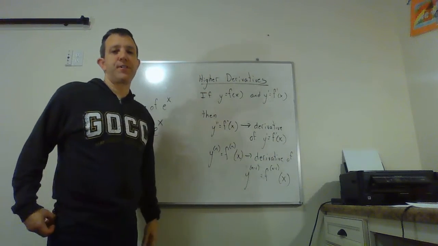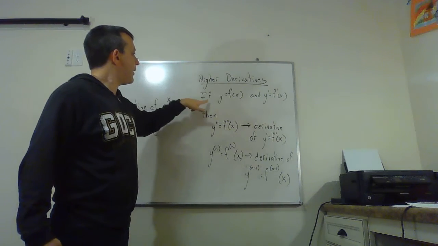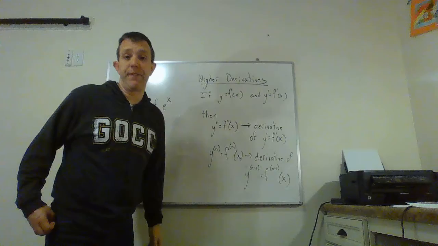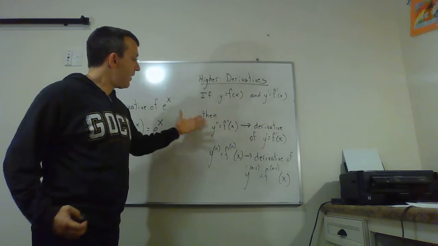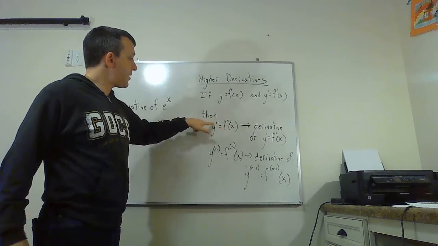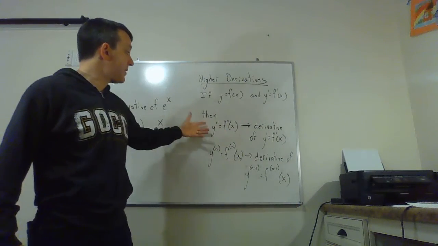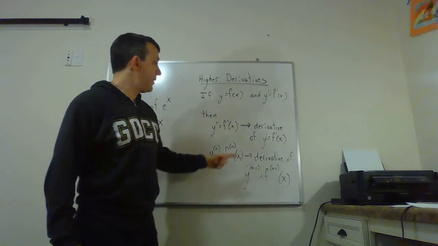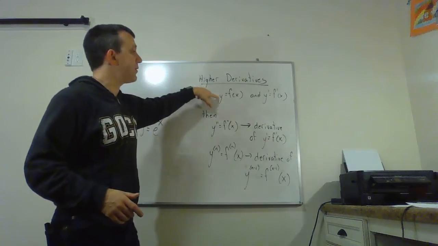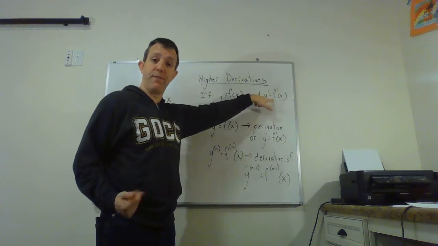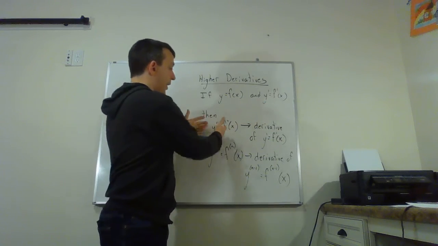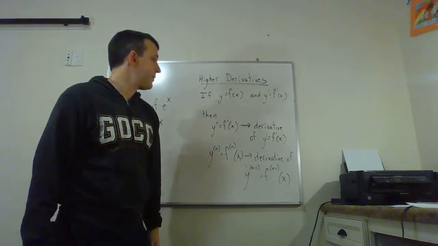All right, some higher derivatives. This is just to close out this section. If y is equal to f of x and y prime is equal to the derivative of f of x, then we have some notation for higher order derivatives. Y double prime is equal to f double prime. This is the second derivative. It is the derivative of the derivative. So basically, if you start with an original function, you take its derivative, you get the first derivative. If you take the derivative of that function, you get y double prime, or f double prime of x.